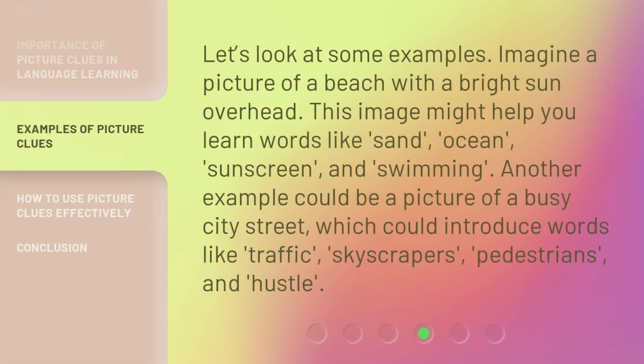Let's look at some examples. Imagine a picture of a beach with a bright sun overhead. This image might help you learn words like sand, ocean, sunscreen, and swimming. Another example could be a picture of a busy city street, which could introduce words like traffic, skyscrapers, pedestrians, and hustle.